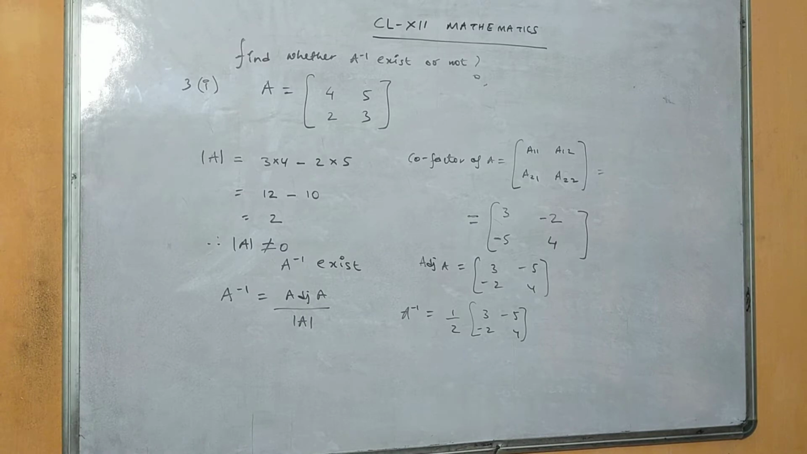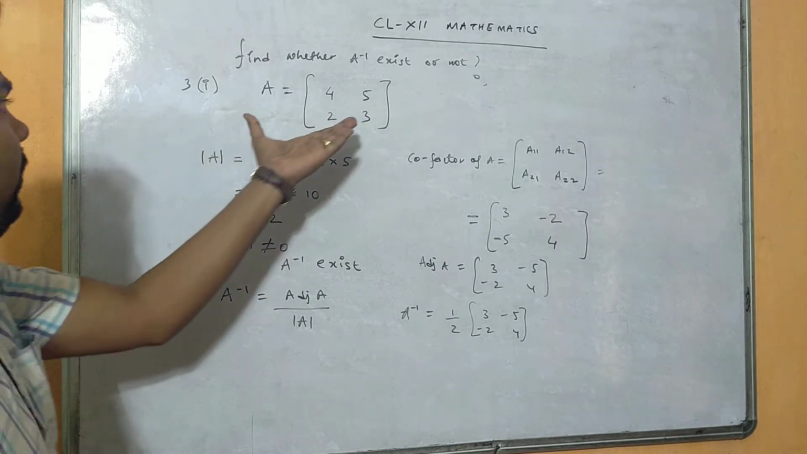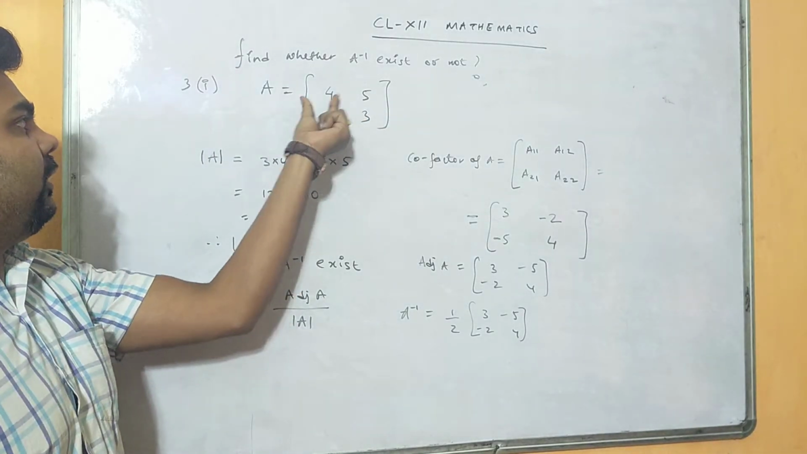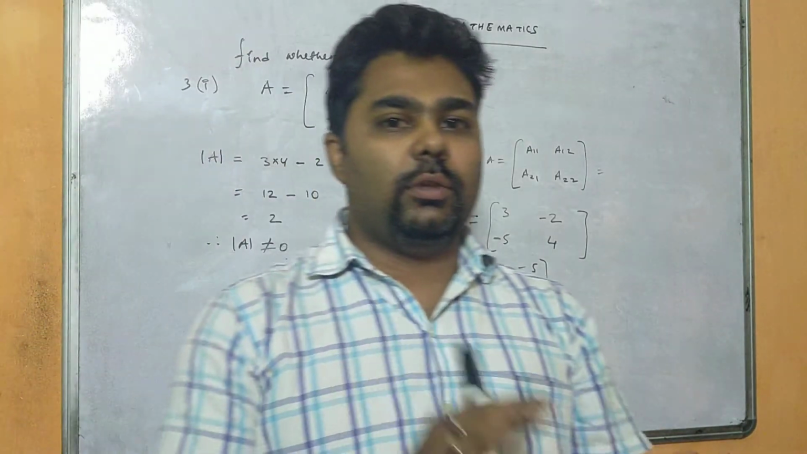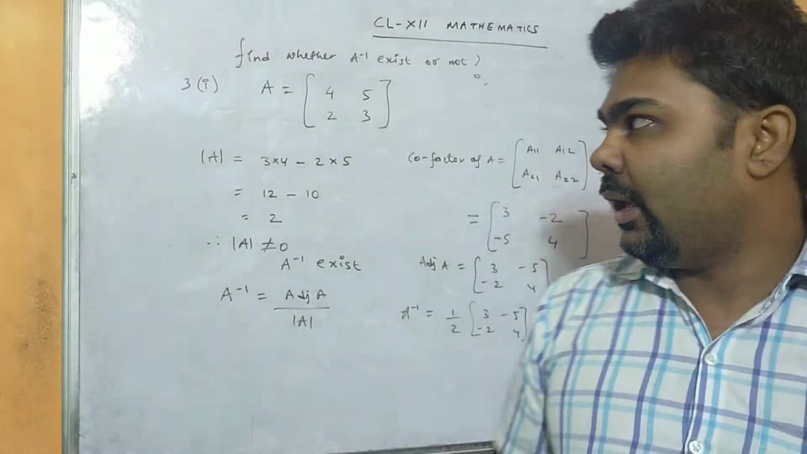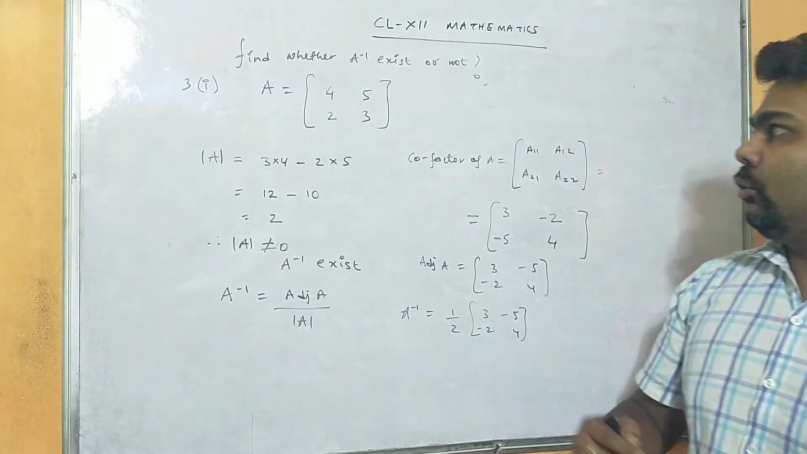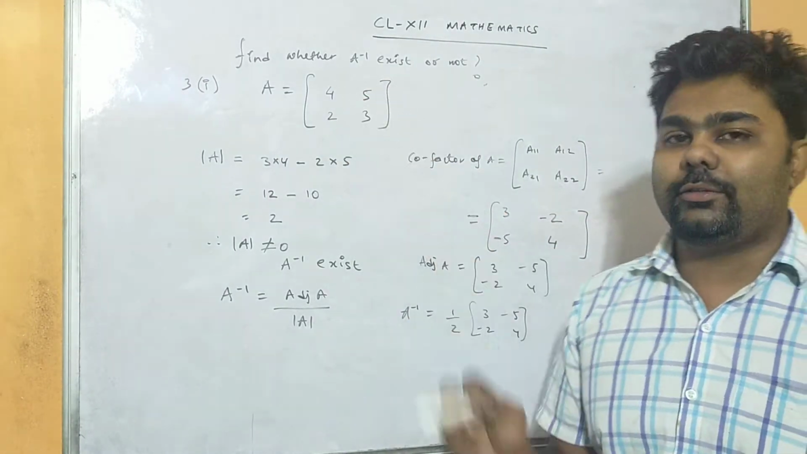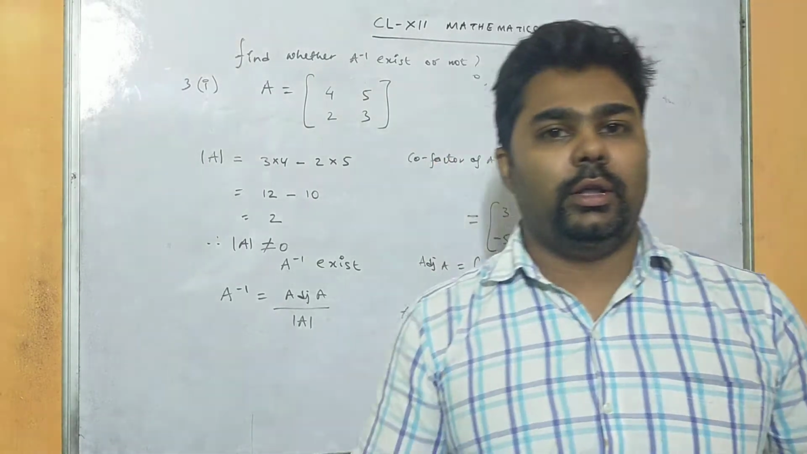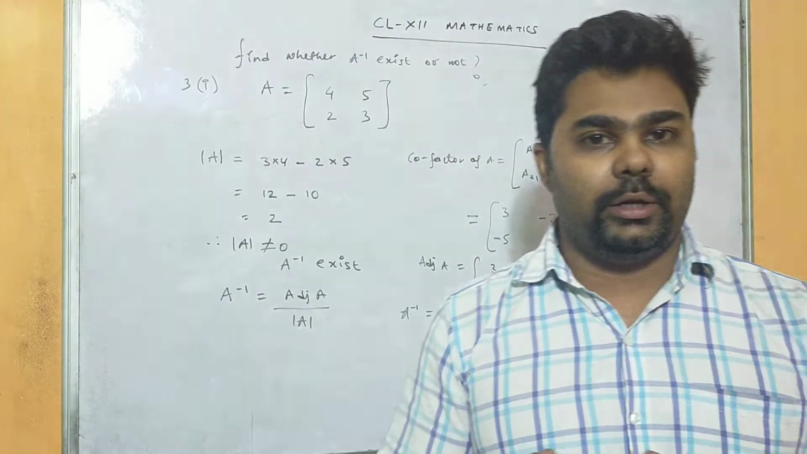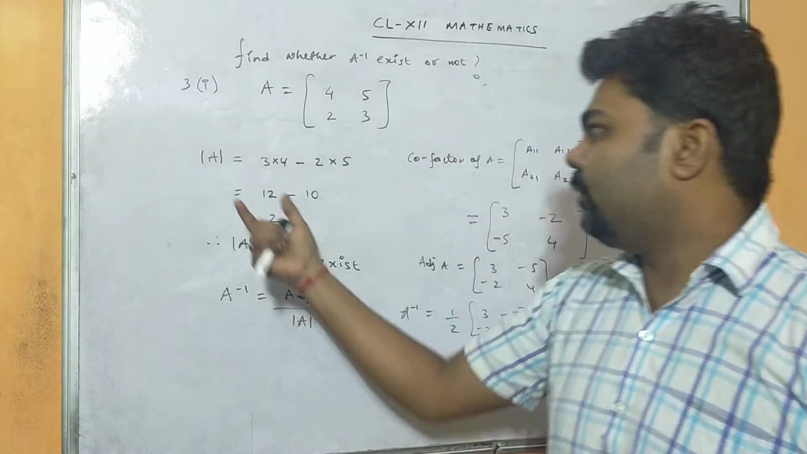Find whether A inverse exists or not. A matrix A is given, that is 4, 5, 2, 3, and we have to check whether the inverse of this given matrix exists or not. So first we have to find its value. Whenever you are asked to find the inverse of a given matrix, you need to find its value, that is, we have to find its mod A.